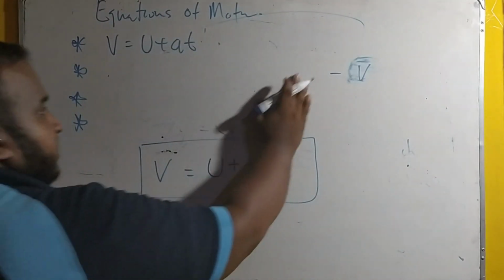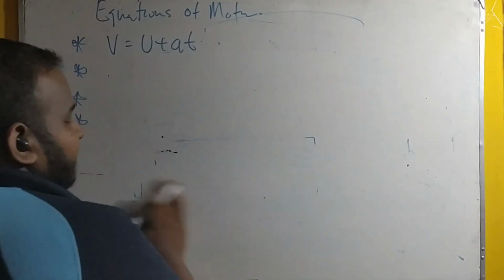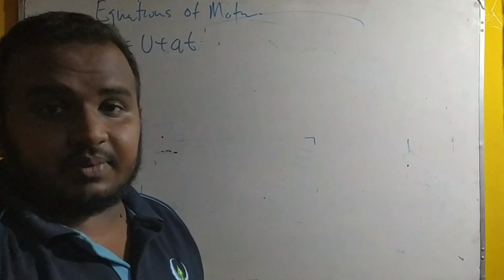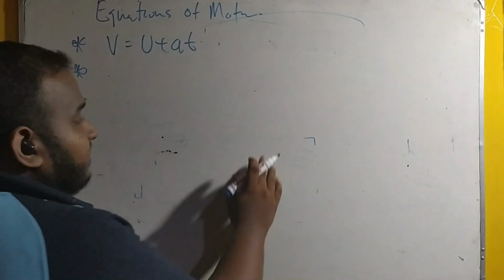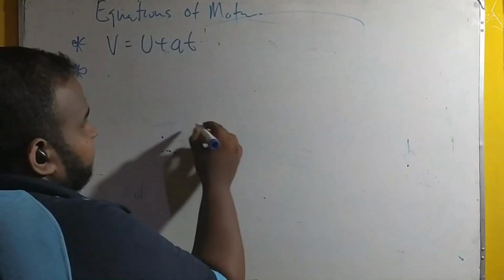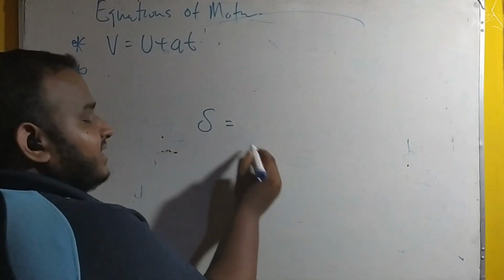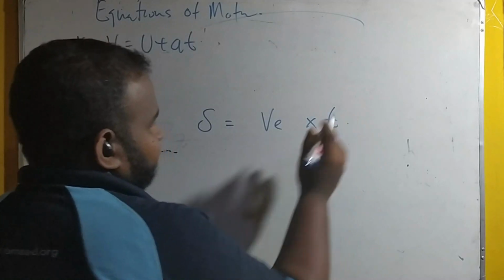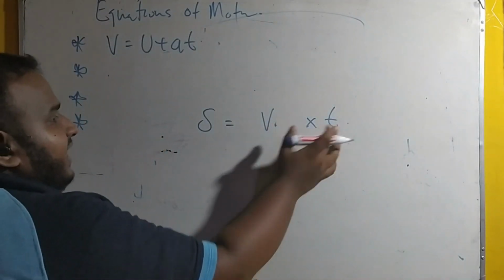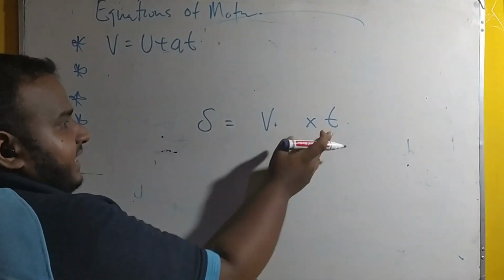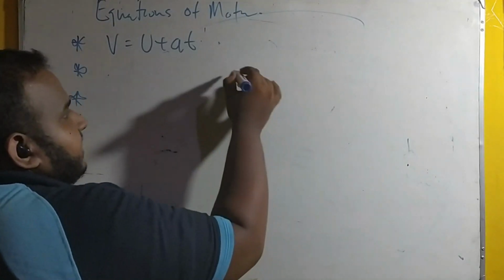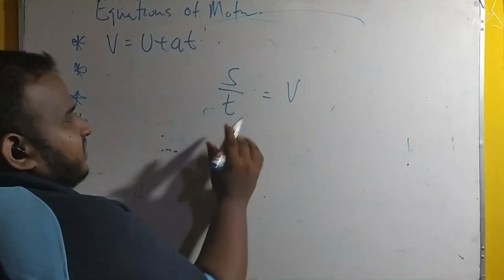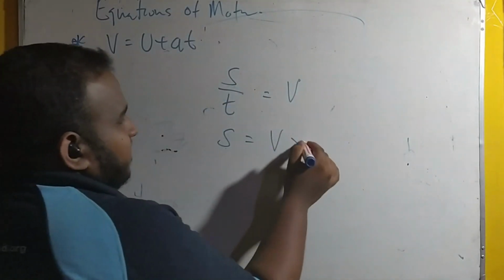And the second equation is actually derived from a VT graph. We'll study what a VT graph is in the upcoming lecture. We studied that displacement is equal to velocity into time taken. Because you all know that displacement divided by time taken is velocity. Therefore, displacement is equal to velocity into time taken.